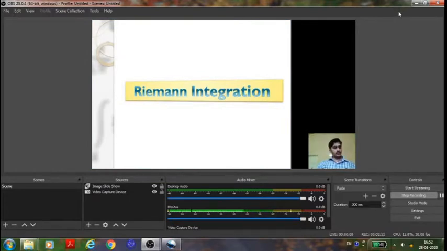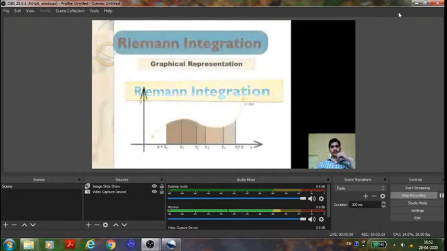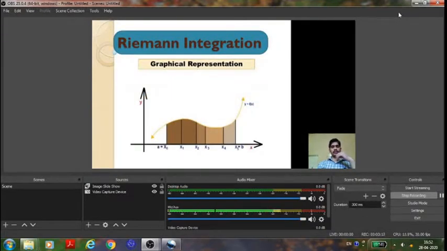So this is about the OBS software. Now let's begin our topic, that is Riemann integration. Basically, first of all, what we mean by Riemann integration using graphical representation.